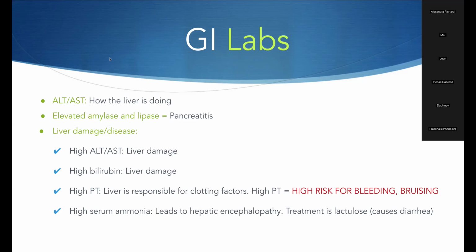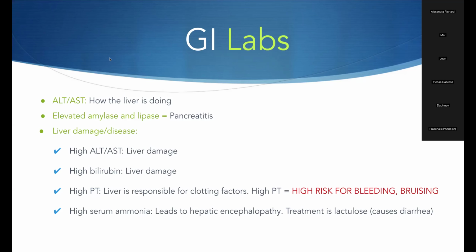All right, so let's talk about these important labs that you need to know and just understand what they mean. Okay, I didn't say memorize any levels. NCLEX is going to give you the levels. You just have to understand what the trend or the pattern means. So ALT, AST tell you how your liver's doing. Amylase and lipase are going to tell you how the pancreas is doing. So if they're elevated, that indicates pancreatitis.